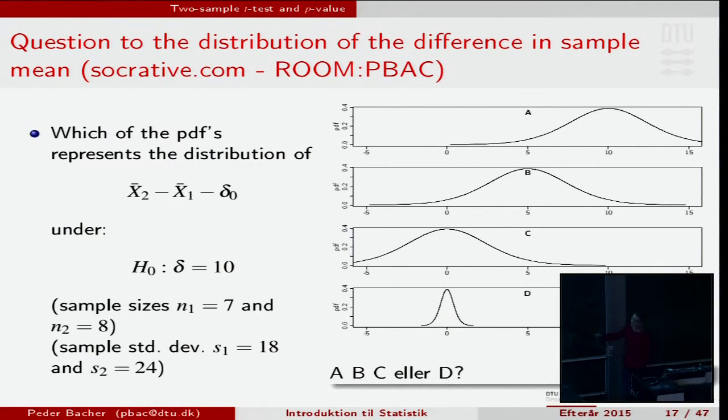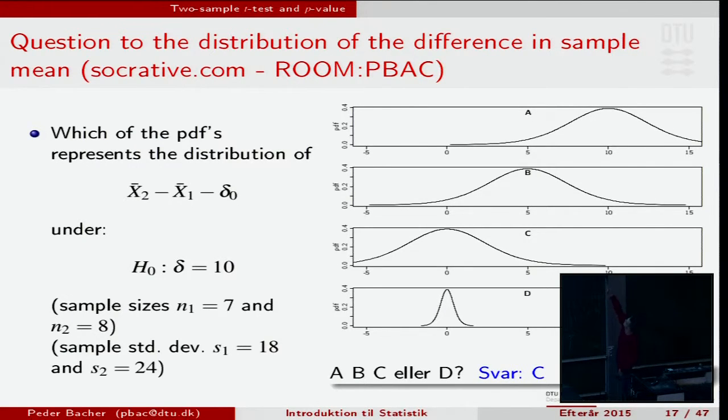So now I take the difference of the two sample means, which was before distributed around A, given that the null hypothesis is true. And now I subtract delta zero from that. Then the distribution is, as most answered correctly, 80%, the distribution is C.